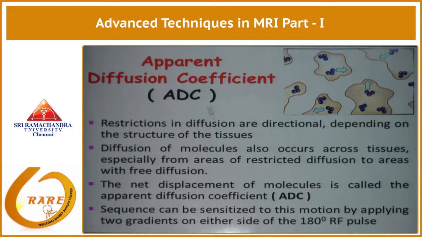Please understand that what we actually mean by ADC is that the net displacement of molecules is going to be called the apparent diffusion coefficient. So if it is free diffusion, the displacement of molecules is going to happen. If I am going to quantify that, then it is called the apparent diffusion coefficient.